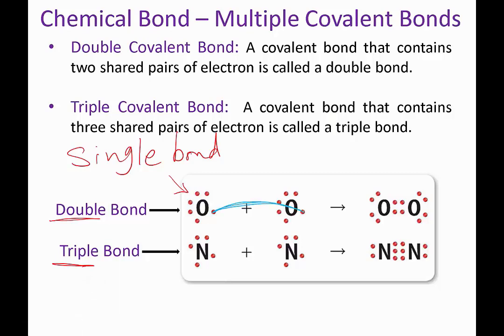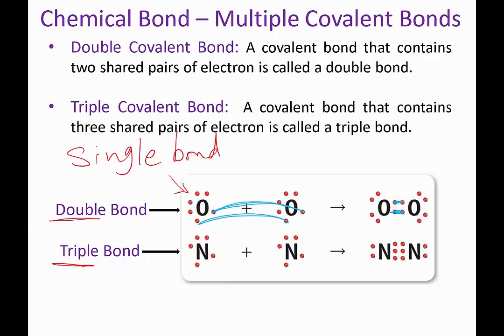And that makes it 7. So you will share another electron. That makes it 8. So now they share 2 electrons with each other. That's called double bond. Okay?